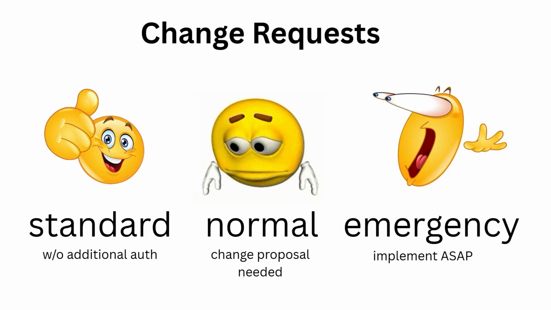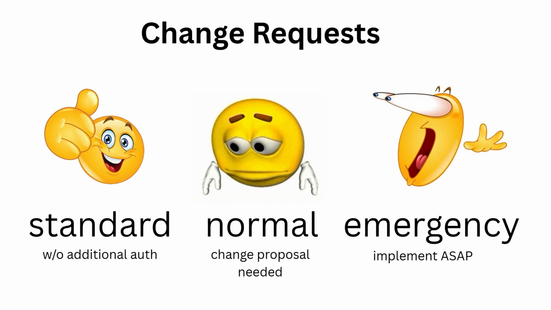And the change requests have three types. There's standard, where you just don't need additional authorization. You just do requests that are standard, basically. Normal change is the normal changes that you have to fill in the form. You have to have a change proposal. You have to sign it, and you got to get it authorized. But for emergency changes, it has to be implemented ASAP. There's no need to schedule it. As soon as you get the approval, you can change, because sometimes it might be very important that you have to get it done.